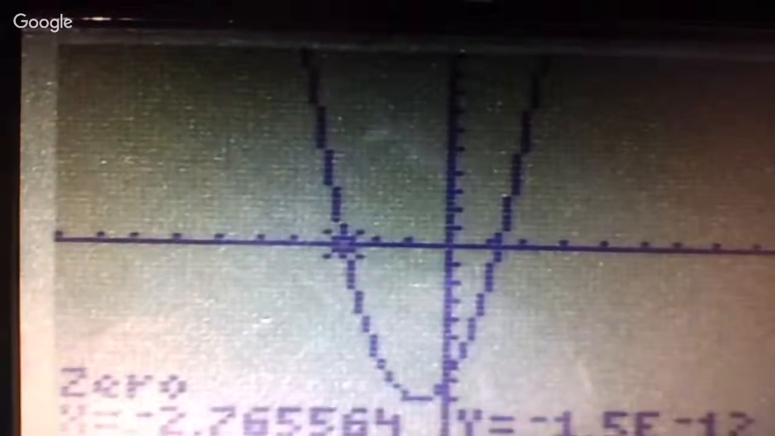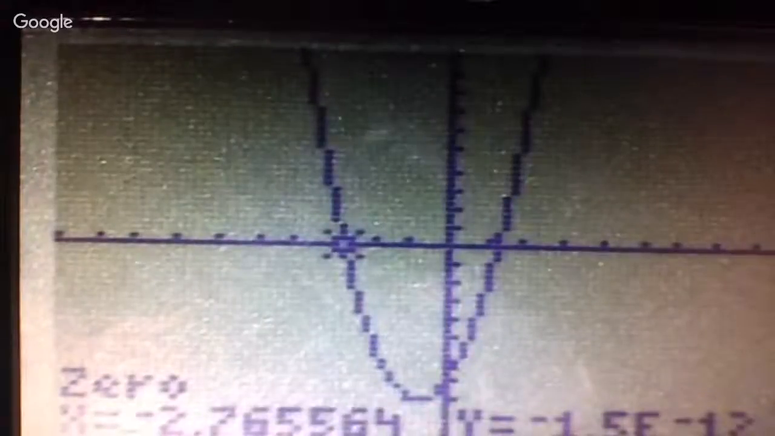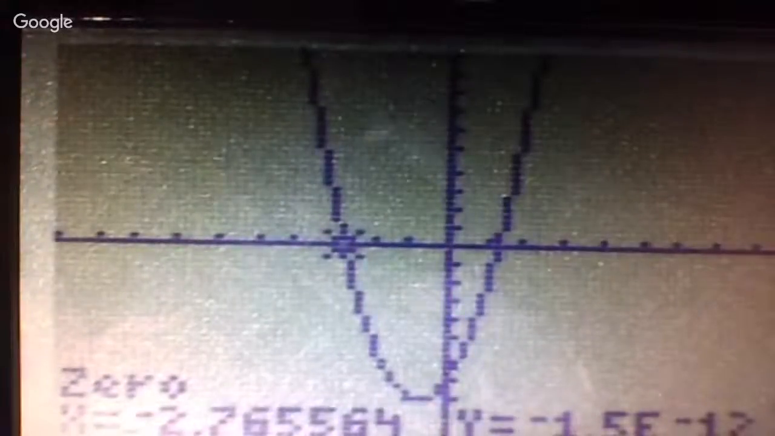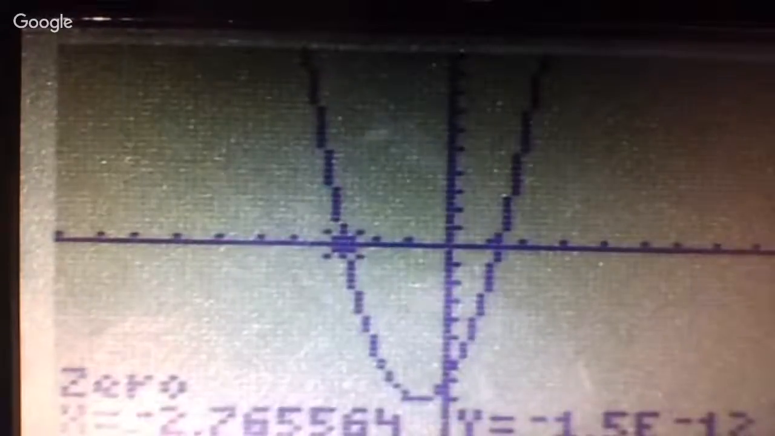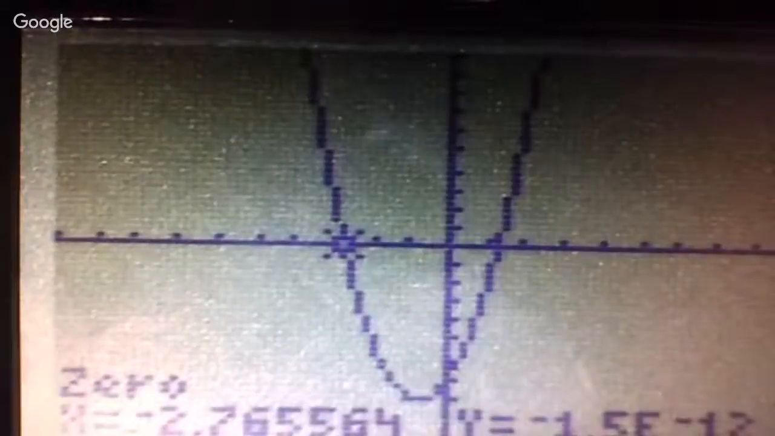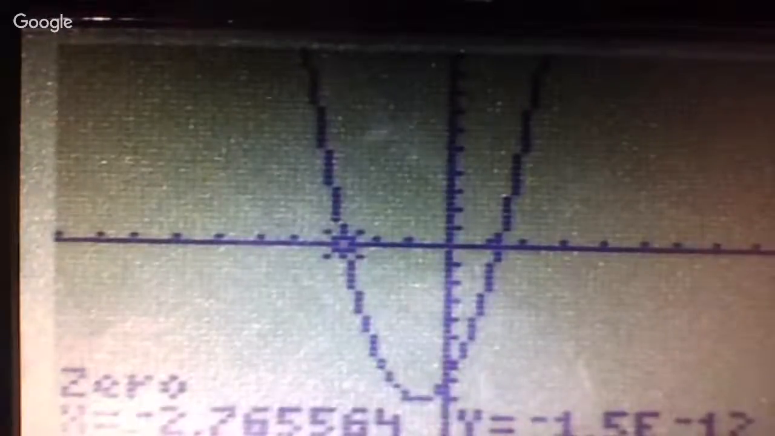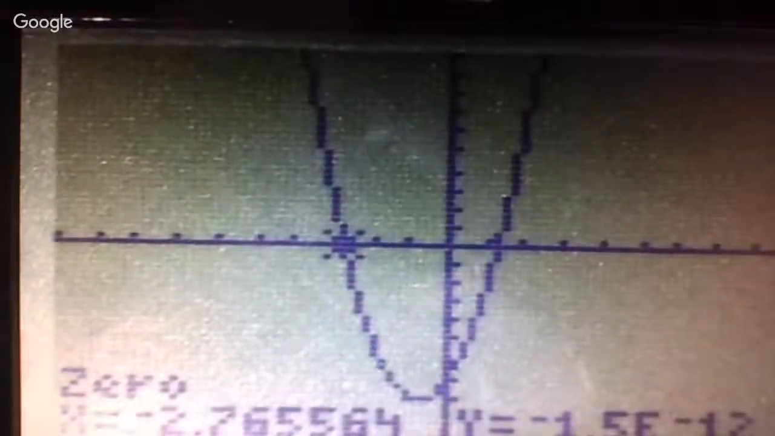A lot of kids look at this and say, well, that doesn't say y equals 0. That's a problem. What does that say, Ms. Smith? Okay, so we're going to go sciencey here. You ready?